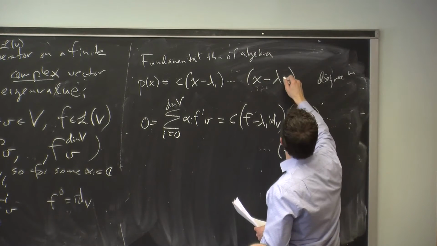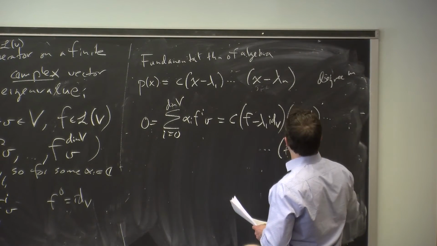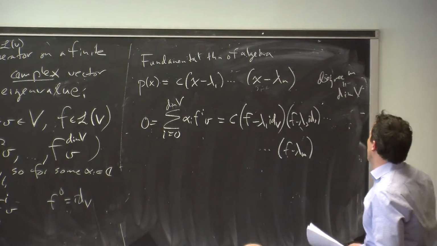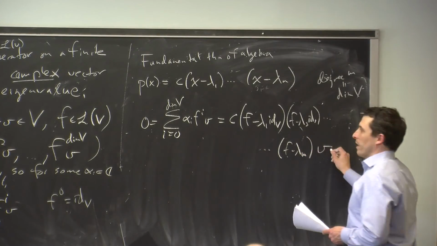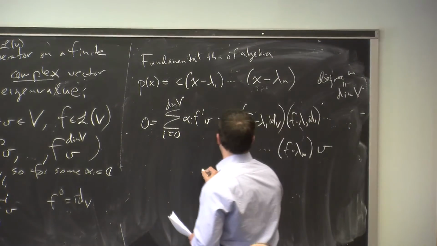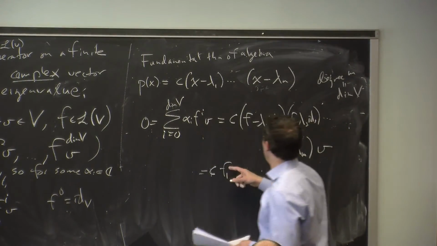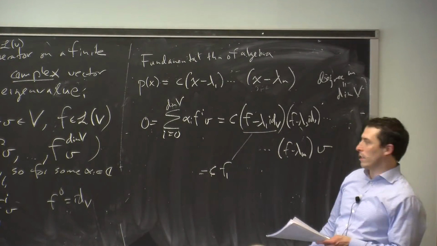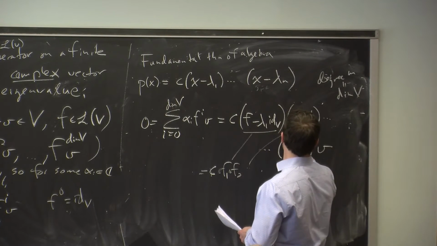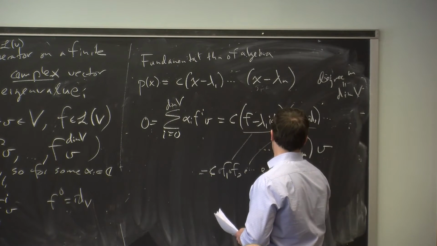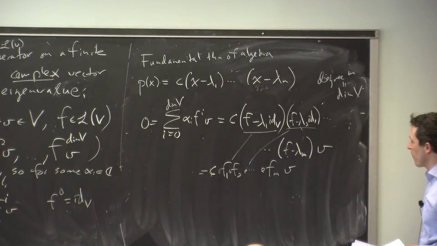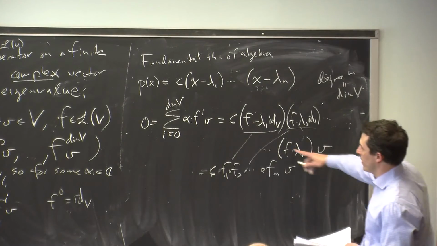I guess this should have been n. Well, yeah, m, that's fine. m equals dim v. And that's applied to v. So it's just a big product of linear maps, just some composition, right? I can think about this as being c times f1, which I'm defining to be this linear transformation, composed with f2, which I'm defining to be this linear transformation, composed all the way up to fm. So just a composition of a bunch of linear transformations, and then that's applied to v. And somehow that gets sent to the 0 vector, right?